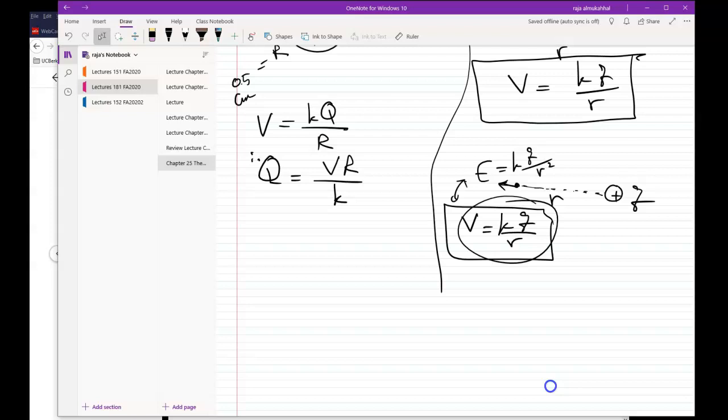Once we calculate that, we have 1000 times 0.5 times 10 to the negative 2, divided by K, which is 9 times 10 to the 9. When we calculate that, I get 0.56 nanocoulomb. I'm copying it from the book.